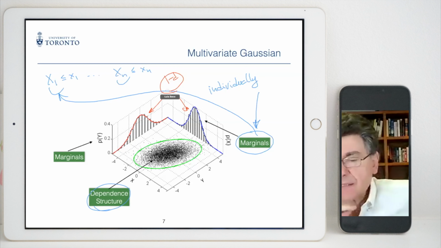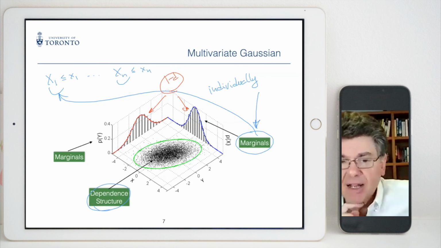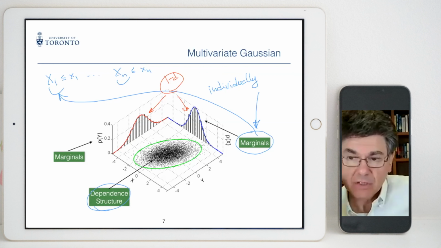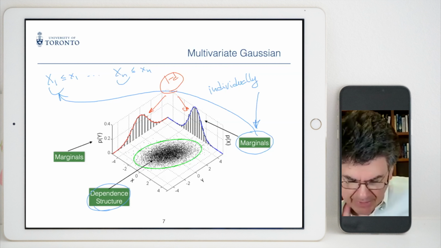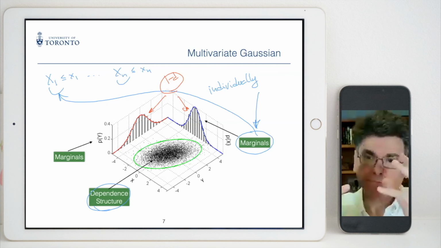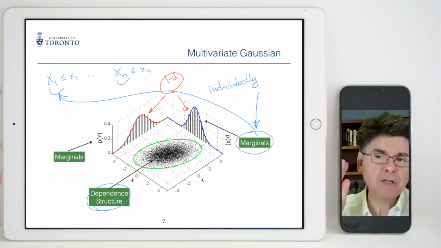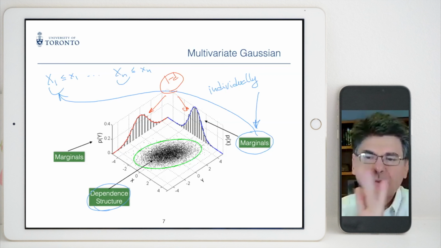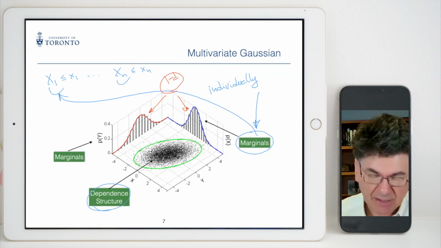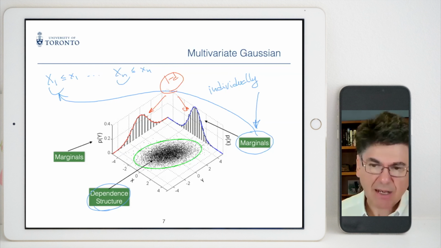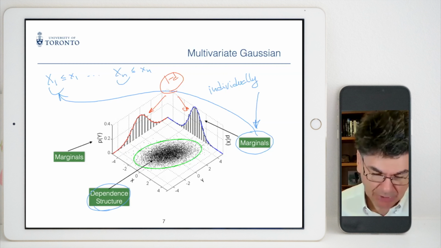That's the marginal. The marginals are not enough to determine the whole distribution, and this is where correlation comes into play. The dependent structure is what brings these marginals together. We're going to be dealing with the marginals and the dependent structure separately. It's key to understand the multivariate structure, taking the marginals and the dependent structure separately.